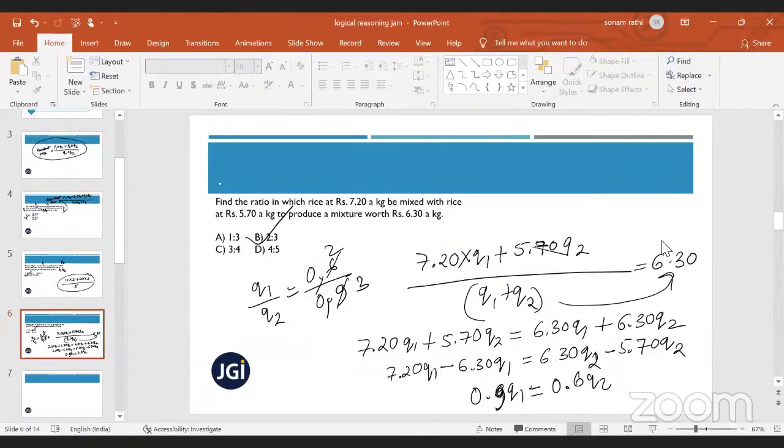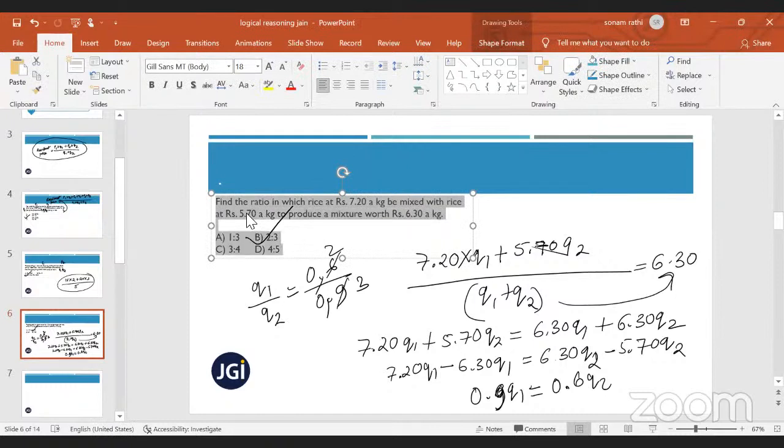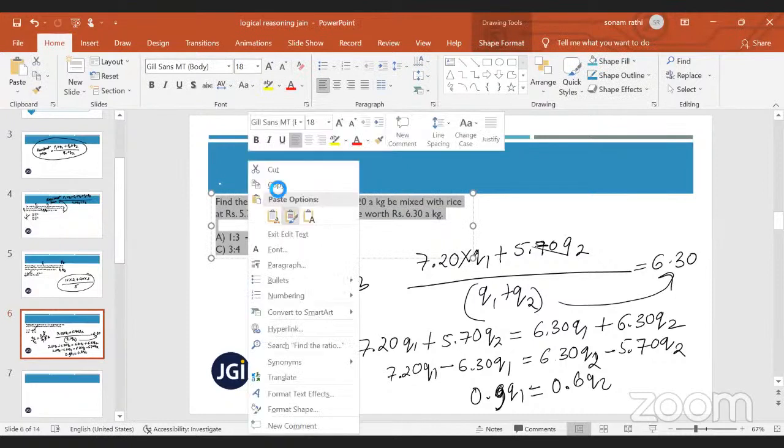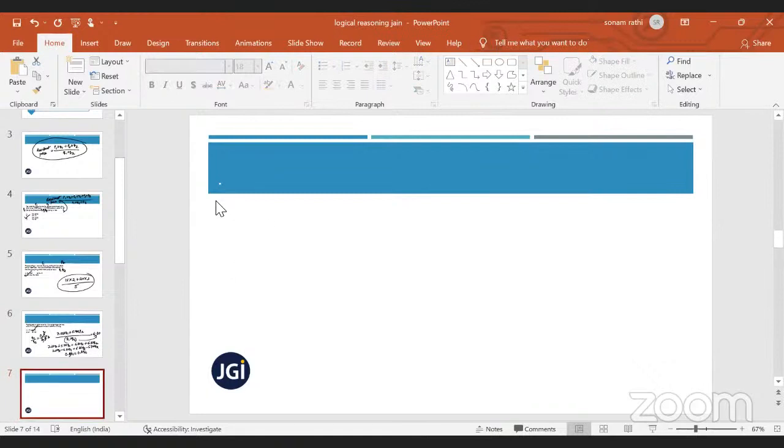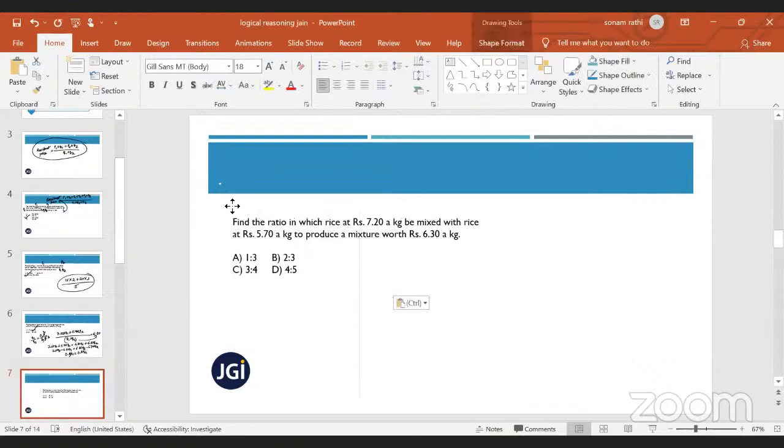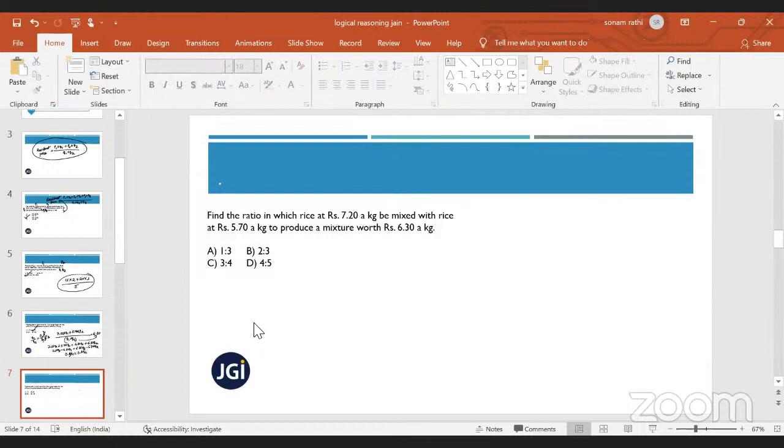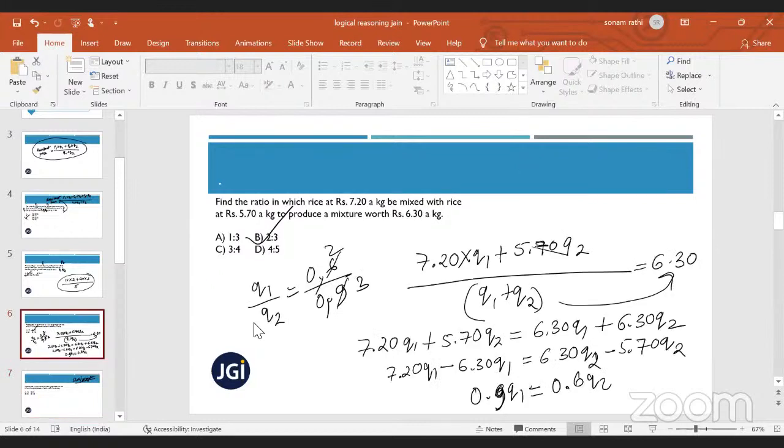You got this answer? Now I will tell you a shortcut of doing the same thing. Okay, please everyone pay attention. Now there's a shortcut to do the same question. Okay, I will do the same question with a shortcut. This shortcut is also called alligation. Okay, so same question you can do with another method. You don't have to use this formula. We can do it without the formula also.